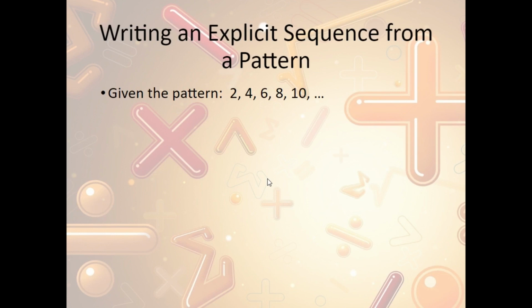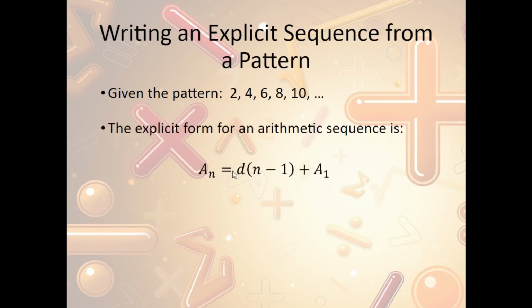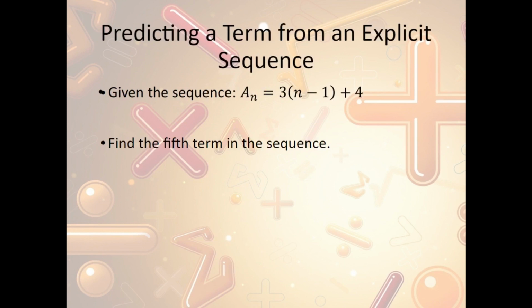We have a pattern here, 2, 4, 6, 8, 10. The explicit form then is a_n is equal to d times (n minus 1) plus a_1. Well, we know d and we know a_1. So we know d is 2, that was the common difference, and a_1 is 2 because that's the first term in the sequence.